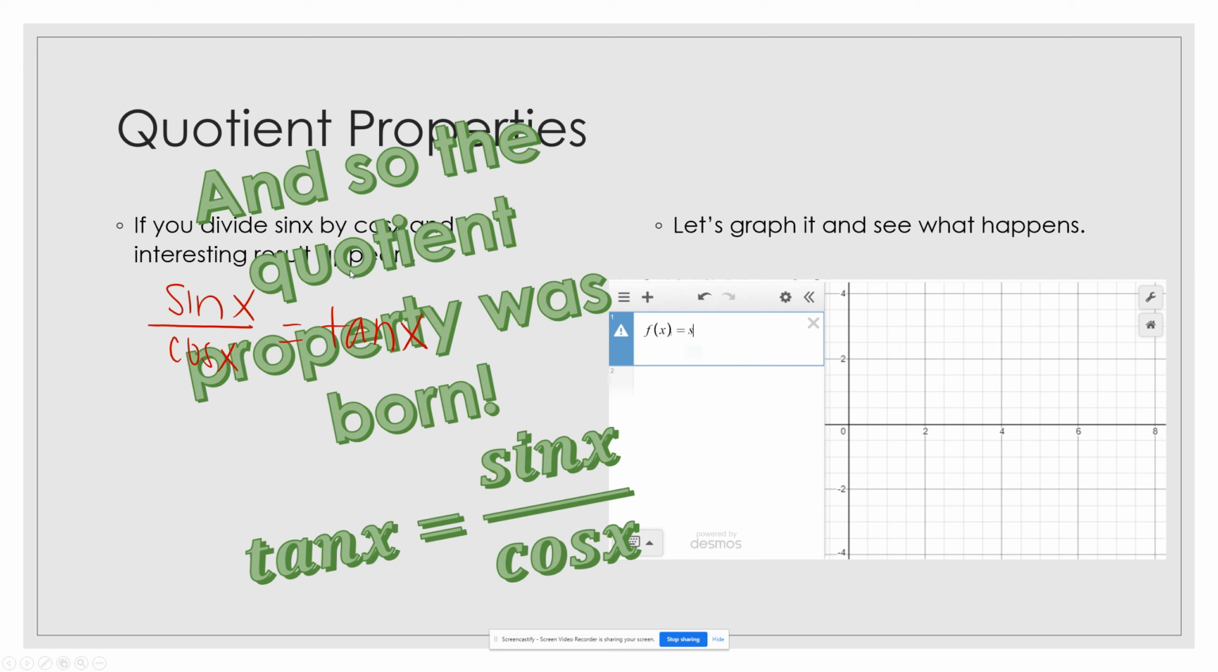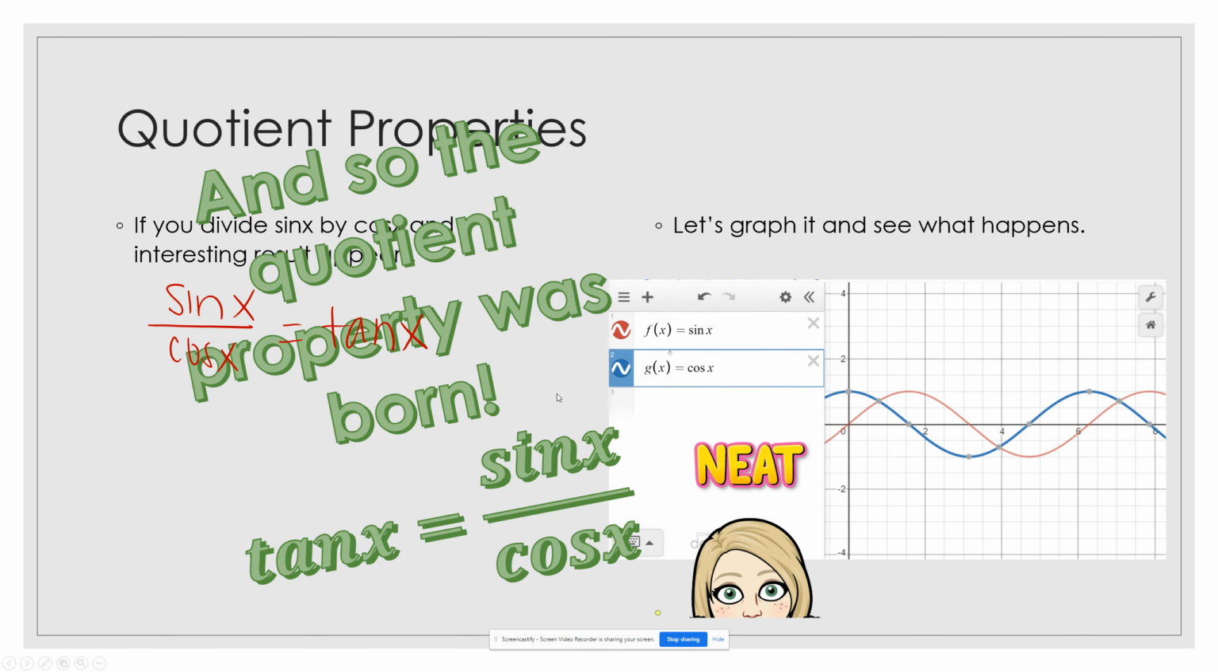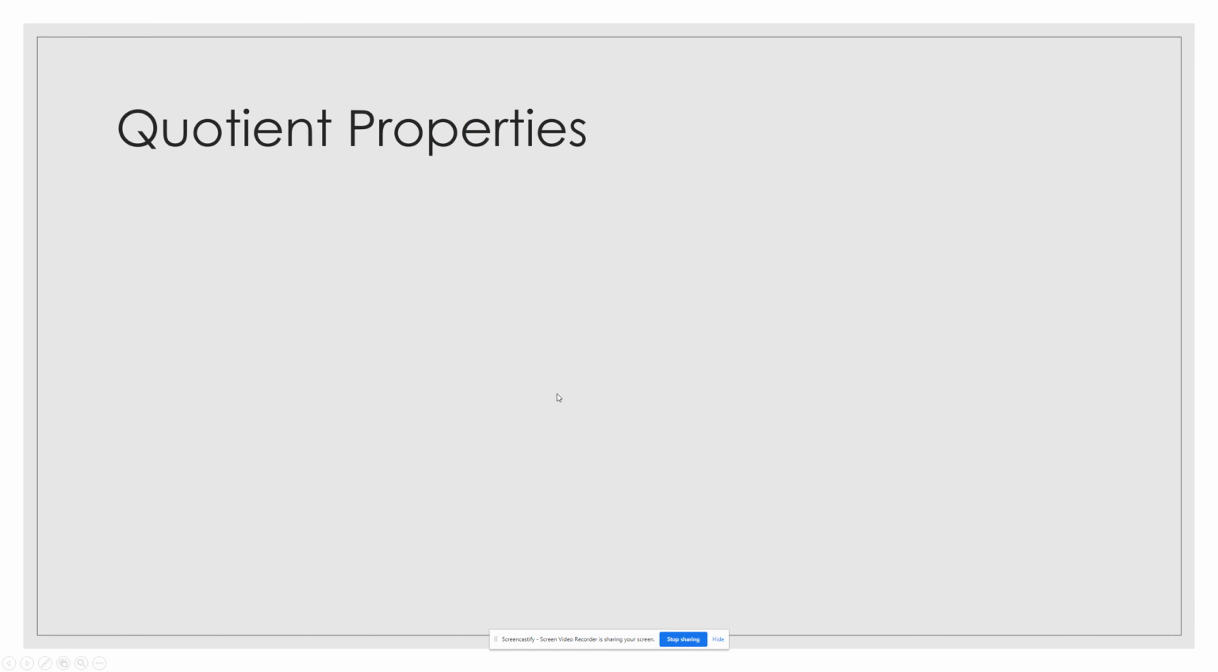So the quotient property was born. Tangent of x equals sine of x over cosine of x. It's pretty neat. So our first quotient property is tangent of x is sine of x over cosine of x, which again, as I said earlier, we really like things to be in terms of sine and cosine. We know how sine and cosine behave. We know how to graph them. They're pretty. And so we can now replace any tangent in an equation with sine divided by cosine.